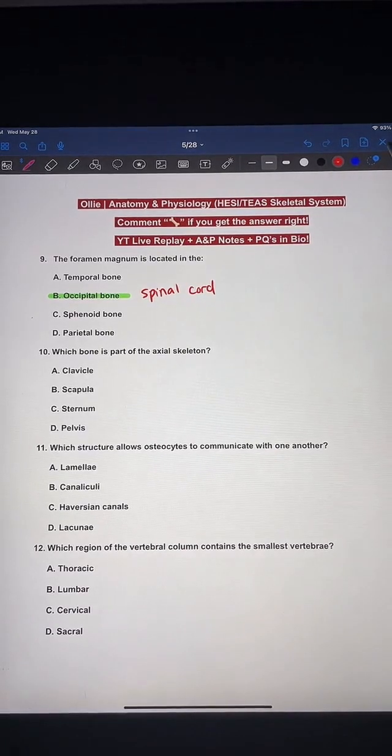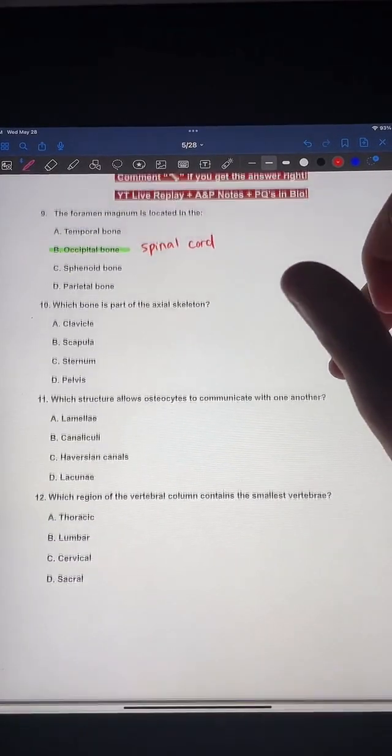Temporal bone, that's more for auditory structures. Sphenoid is more anterior. And the parietal bone, those are the roofs of the skull. So no major foramina there.